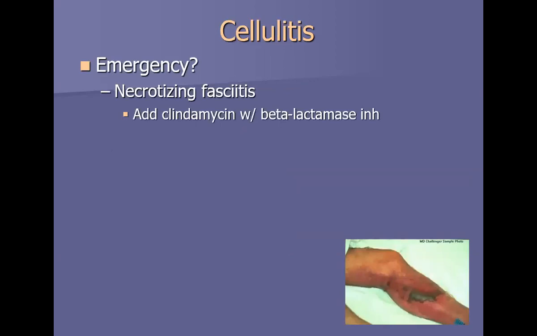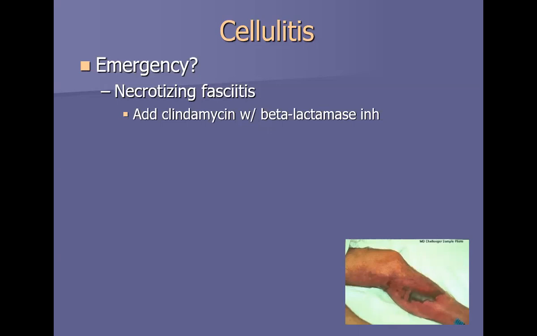So cellulitis can be an emergency, like when you have neck fash. With that, you want to get an MRI and a surgical consultation, because antibiotics alone will not treat it. You also want to make sure that with a beta lactam with a beta lactamase inhibitor, you add clindamycin, and that will stop toxin production.